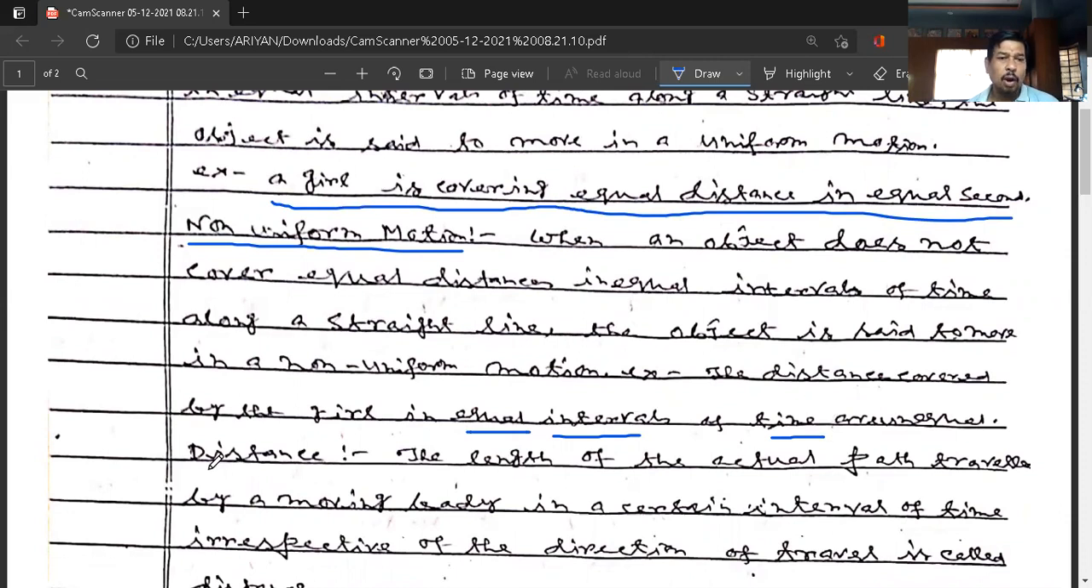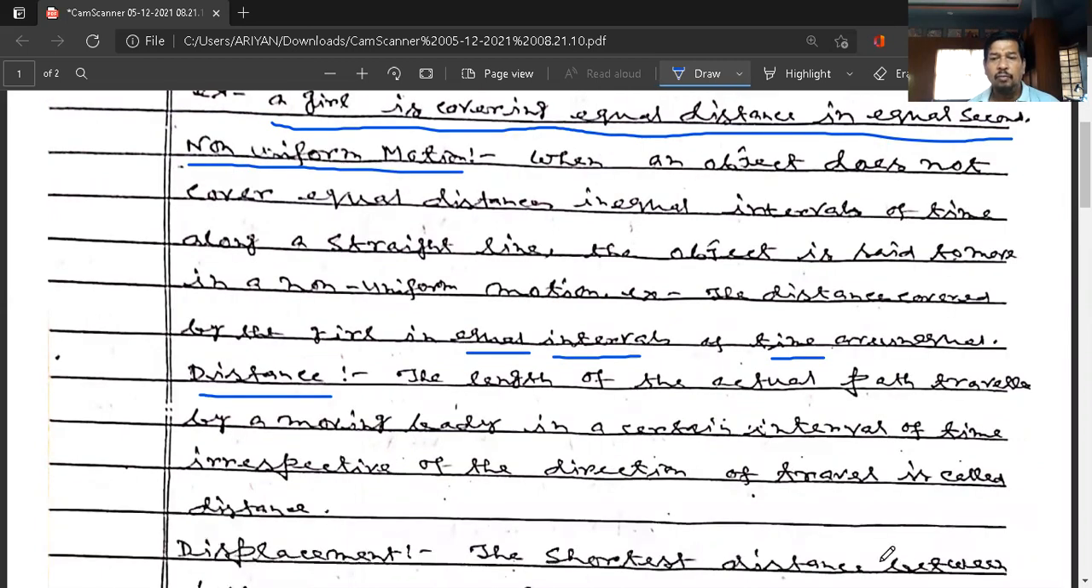এবার দেখো distance. What is distance? The length of the actual path traveled by a moving body in a certain interval of time, irrespective of the direction of travel, is called the distance. Distance মানে covered the path.